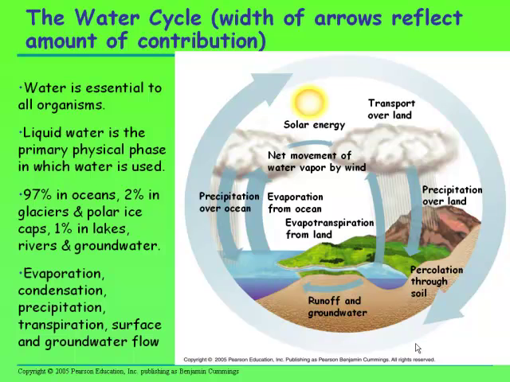Let's go back and look at this. Evaporation of liquid water by solar energy, condensation of water vapor into clouds and precipitation. Transpiration by terrestrial plants also moves significant amounts of water into the atmosphere. Surface and groundwater flow can return water to the oceans, completing the water cycle.